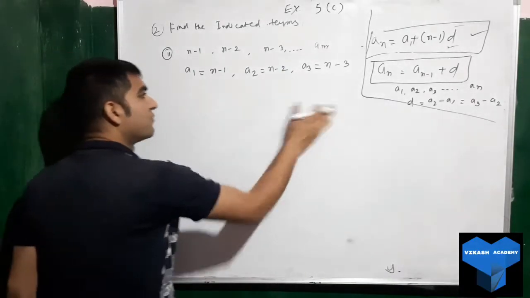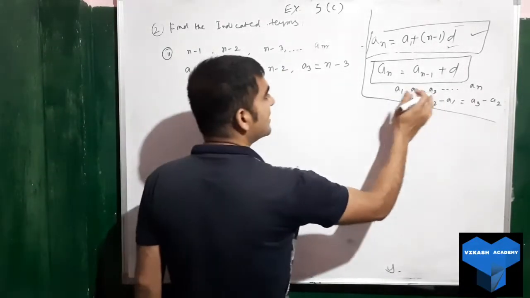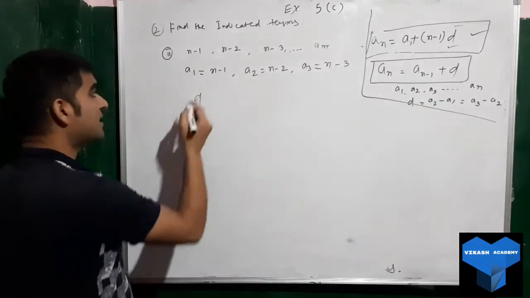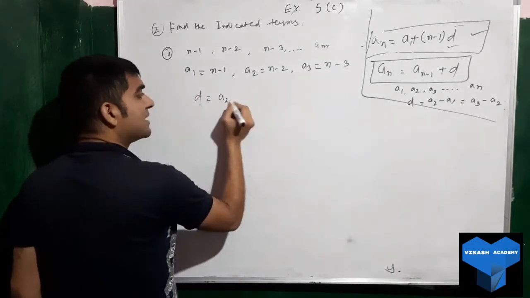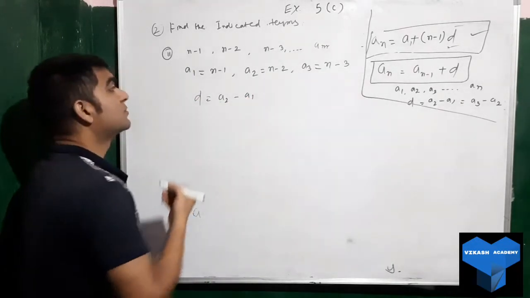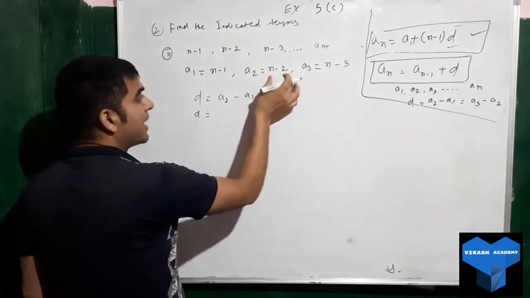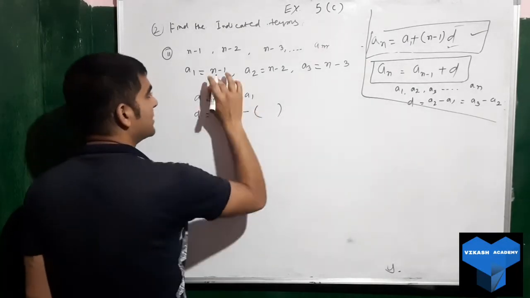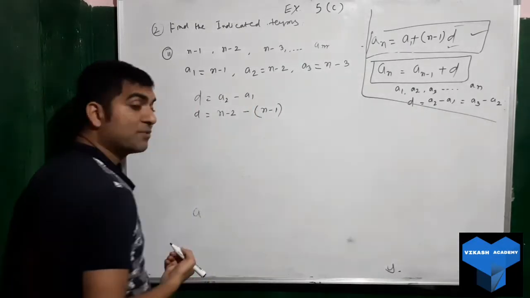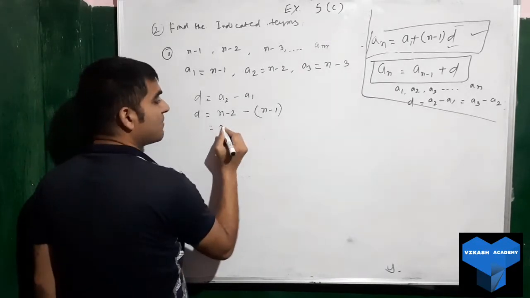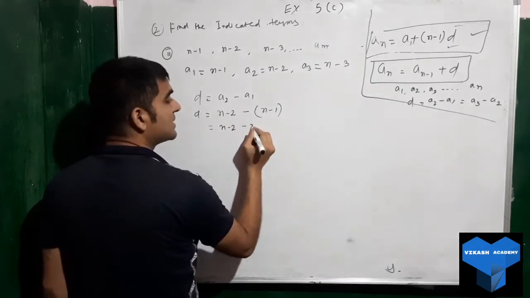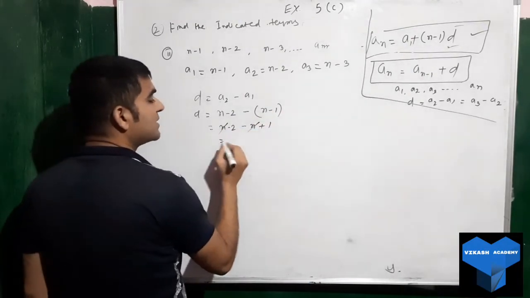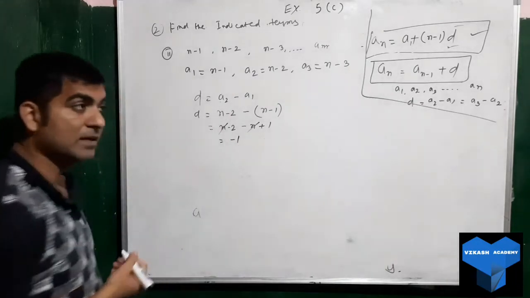Now you know the common difference. How to find the common difference? Second term minus first term. D is equal to A2 minus A1, or A3 minus A2, or A4 minus A3. So what will you write here? D is equal to A2 minus A1. Clear? So now A2 is n minus 2, minus, put the first one in brackets, n minus 1, otherwise we will make a mistake with the sign. Now n minus 2, minus into plus minus n, minus into minus plus 1. So n minus n cancels. Then minus 2 plus 1 will be minus 1.